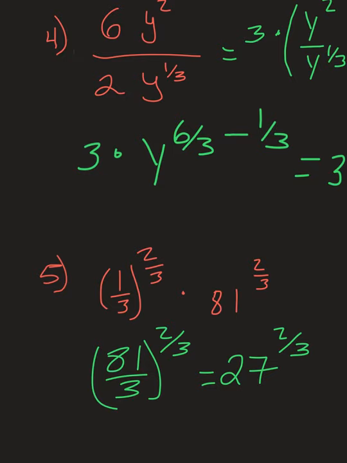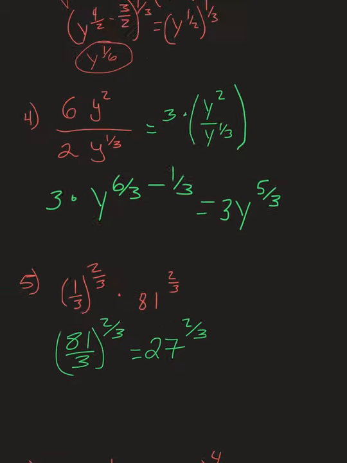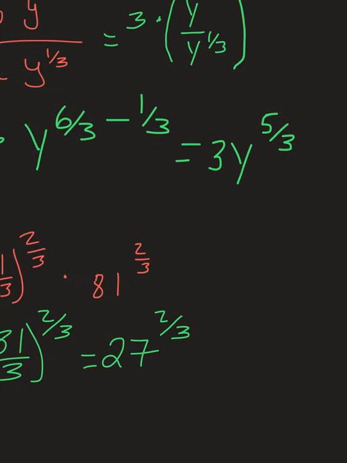We need to rewrite 27 to the 2/3, and the exponent rule that does that for us is the fractional exponent rule. In case you haven't noticed, we're going to be using the fractional exponent rule a lot, so it's something that we want to get comfortable with, okay? And 27 to the 2/3 can be rewritten as 27 squared to the cube root.